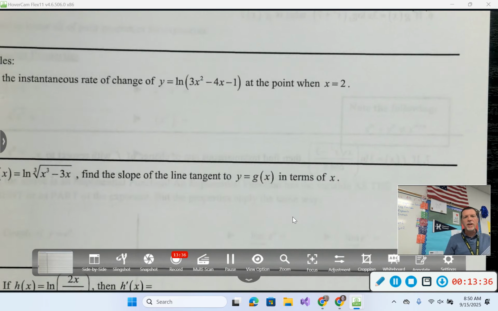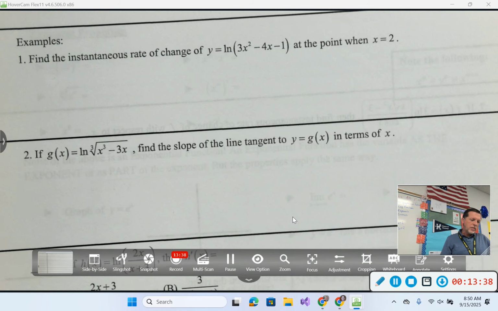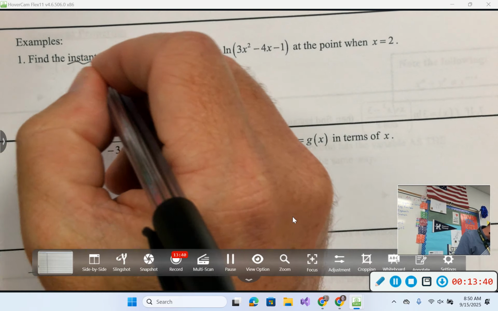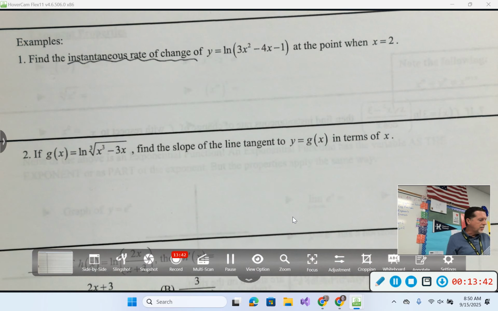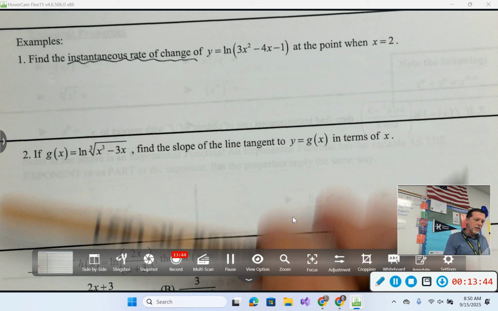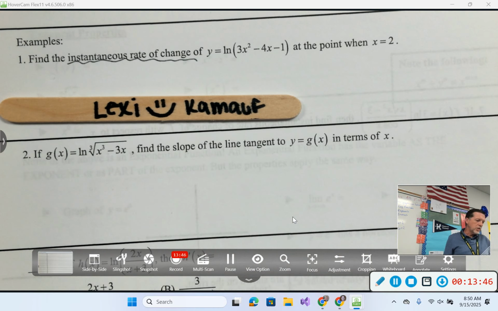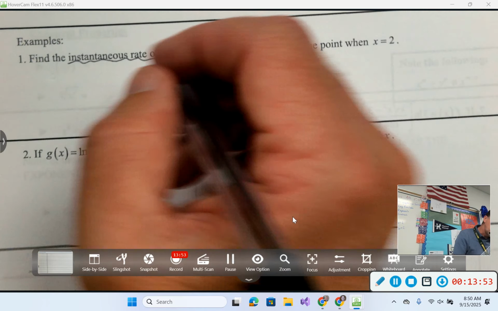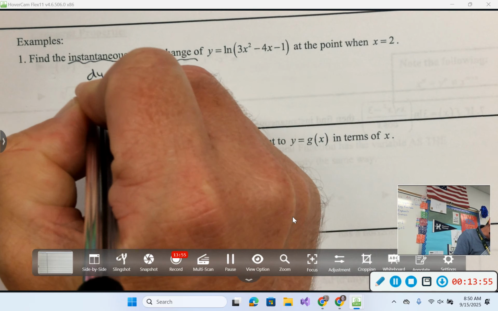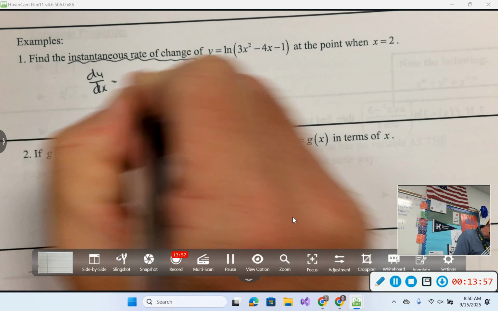All right, let's do some together. Examples. Find the instantaneous rate of change. Again, with the constant mixing up the vocabulary here, just to make sure we're on our toes. Lexi, what's instantaneous rate of change mean? Find the derivative. So we want the derivative of this thing.